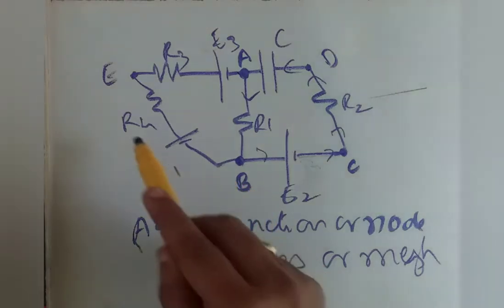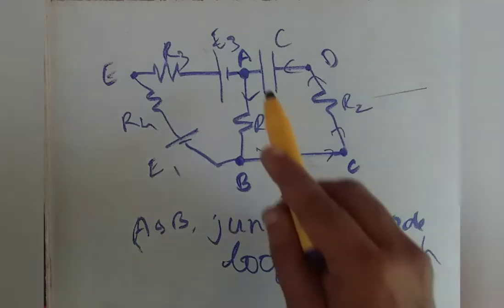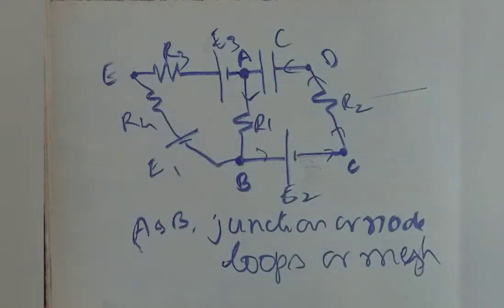Observe, B. That's one closed part. That's another one, mesh. A, B, C, D, A, another mesh. Like that. So now we learn two definitions: junction or node, loop or mesh.